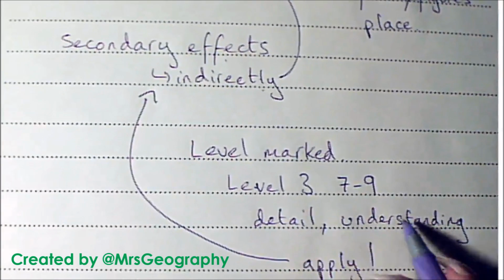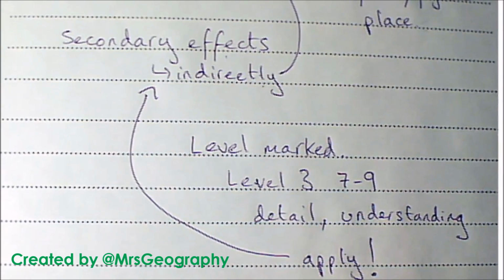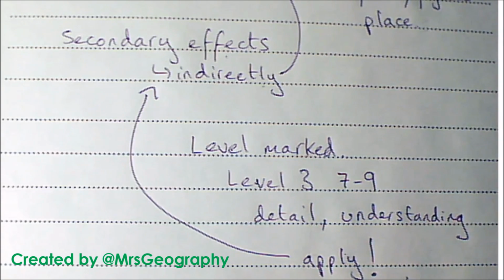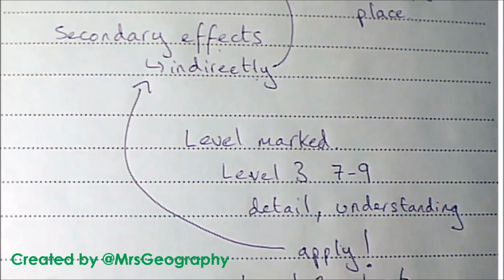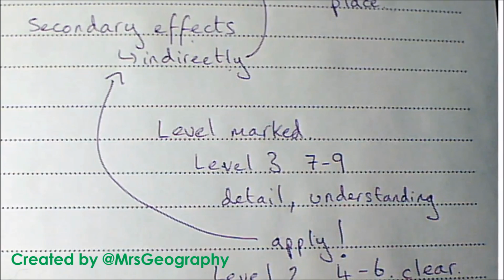Now, if you don't give enough detail and understanding and apply your knowledge, you're going to fall into potentially the level 2 category where you get 4 to 6 marks. So this is where your answer might be lacking a bit of detail. So your answer is more clear. But if your answer isn't clear and it falls into basic, you're just saying basic statements without giving facts and figures, you are only going to fall into level 1, which is 1 to 3 marks.